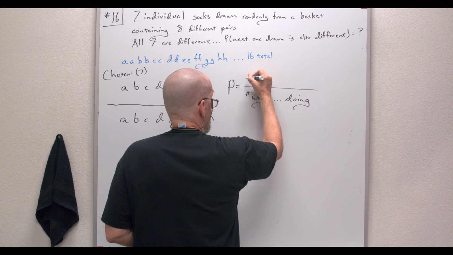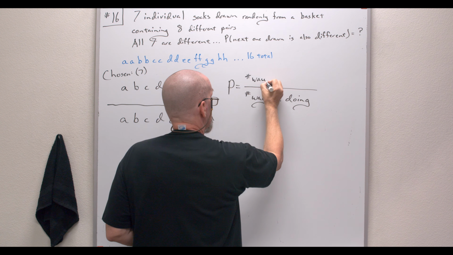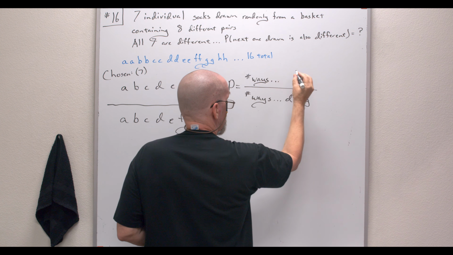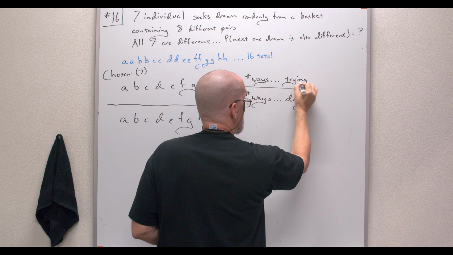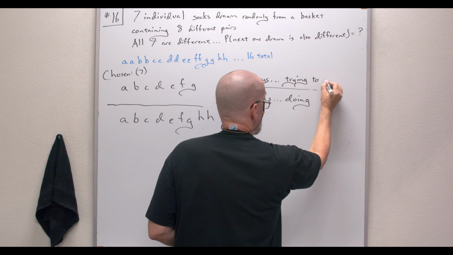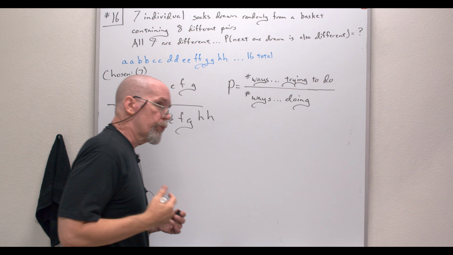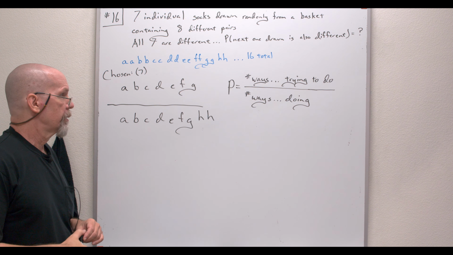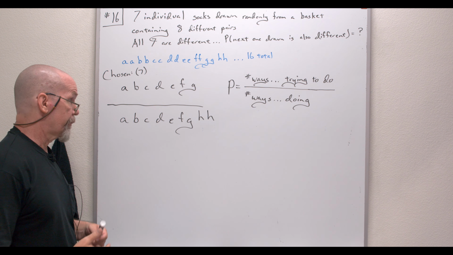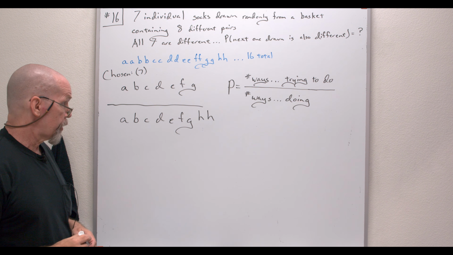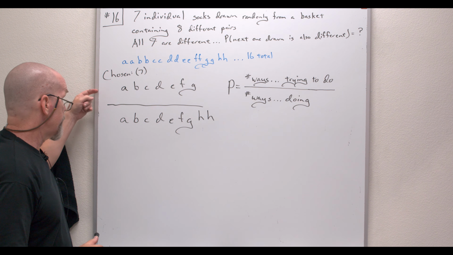Top is the number of ways of doing what you are trying to do, or concerned with. Maybe you're trying to not do it. They can ask a question for what's the probability that you do not do something. So whatever it is that you're trying to do or concerned with, what they're asking for the probability of, in this case, probability of drawing the next sock such that it's different from these.